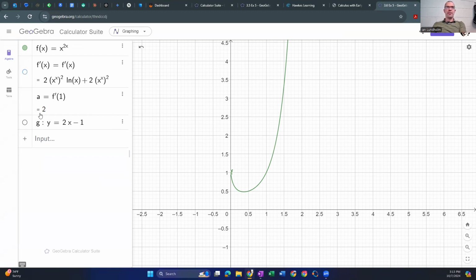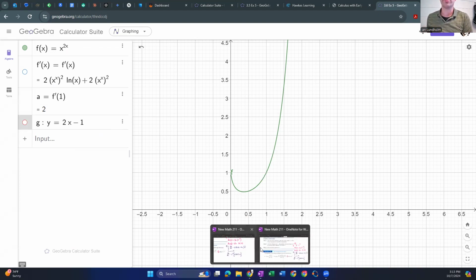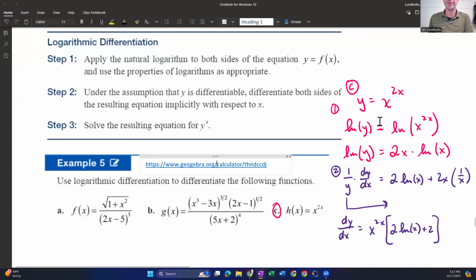And just for fun, if we wanted to find the slope of the function at x equals 1, we could find a tangent line there. We could utilize this derivative that we calculated, plug in 1, and get a nice tangent line. So this green function is a new type of function that we've conquered in our search for taking the derivative of everything. Cool.